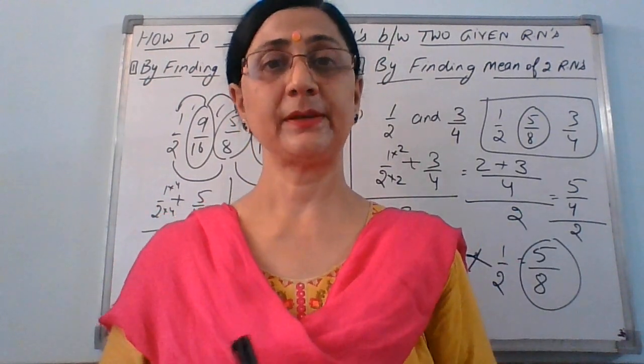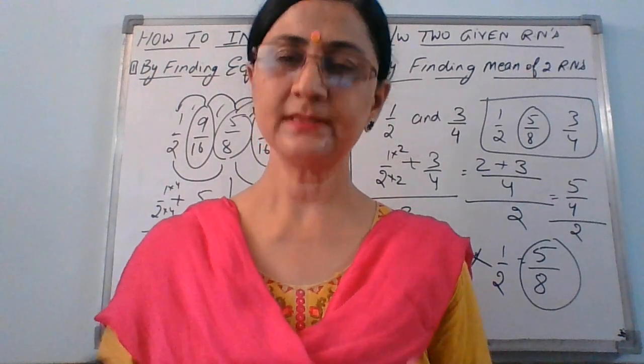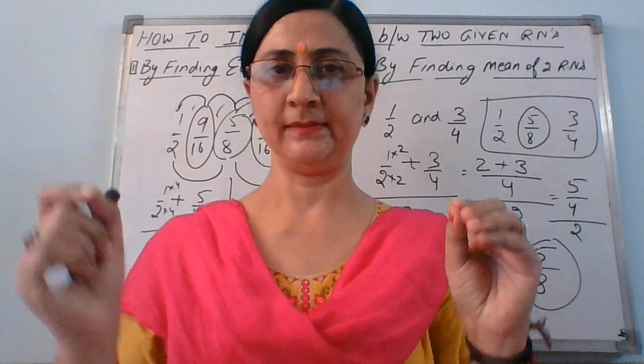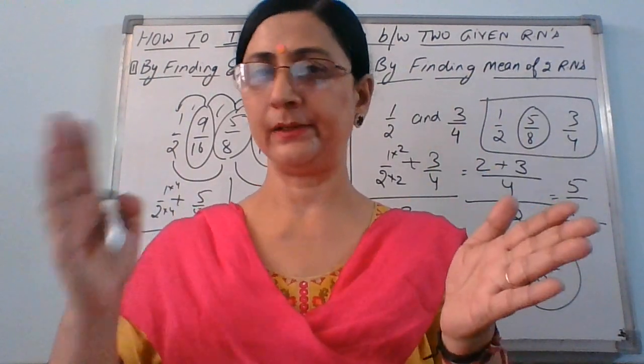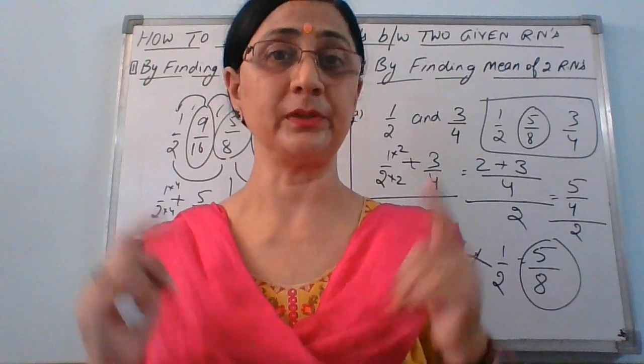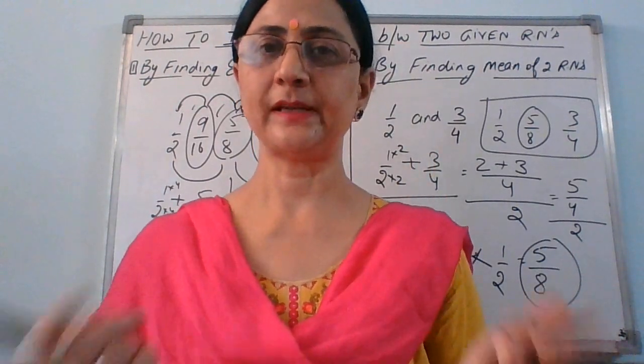The second method is by finding the mean. Mean means the middle value. If you want the mean of two numbers, 10 and 20, what I'll do is add 10 and 20, 30 divided by 2, that is 15. And 15 is the middle value between 10 and 20. So this is a way to find the middle value.